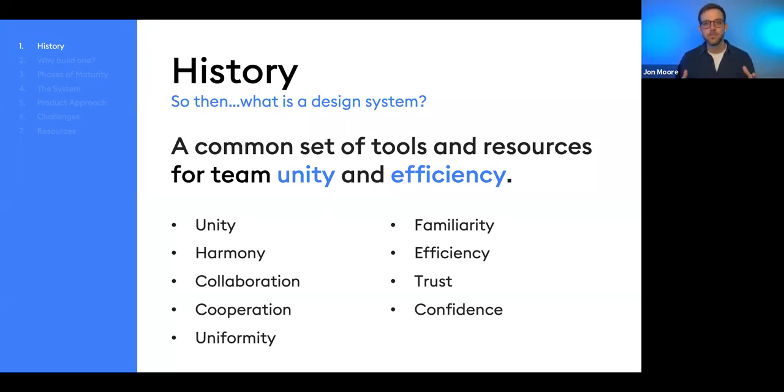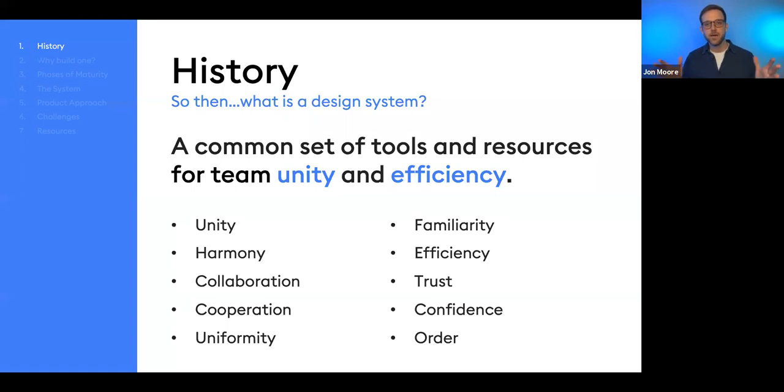Second to last, confidence. Again, this is for designers, this is for PMs, this is for anyone. That central set of tools and resources is going to give you confidence so that as you are working both autonomously and collaboratively with your colleagues across your business, you can feel confident that what you're doing is all striving toward that central goal and objective of your business.